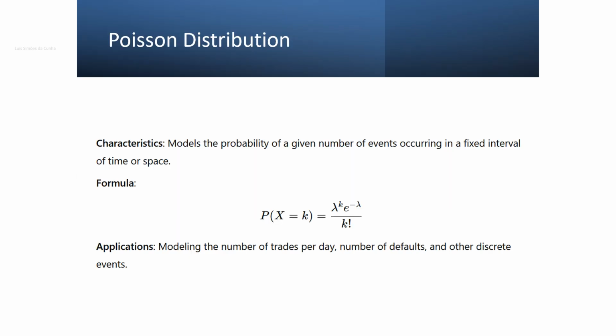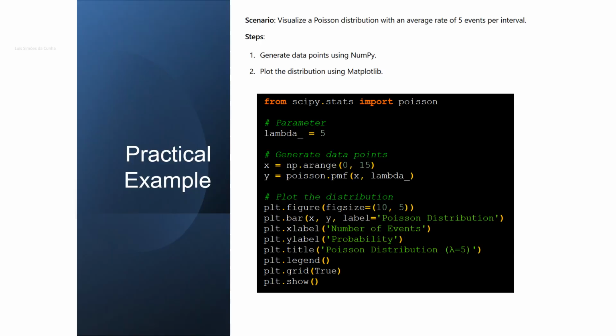The Poisson distribution models the probability of a given number of events occurring in a fixed interval of time or space. The probability mass function is given by the formula shown. Let's visualize a Poisson distribution with an average rate of 5 events per interval. We generate data points using NumPy and plot the distribution using matplotlib. This example illustrates the discrete nature of the Poisson distribution, showing the probability of different numbers of events occurring.